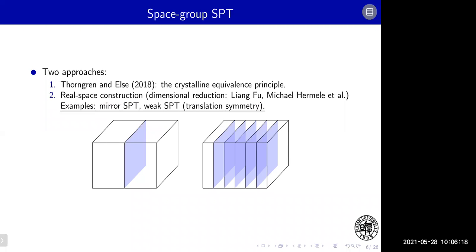And the famous examples include, like, if you have a mirror symmetry, you can put some on-site symmetry protected SPT phases on the mirror plane, and then you get a mirror SPT. Or you can stack some two-dimensional SPT phases in a periodic manner, and you get a weak SPT phase protected by translation symmetries. But later on, people figured out that we can generalize it to quite arbitrary space group symmetries.